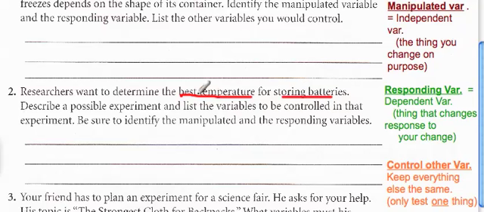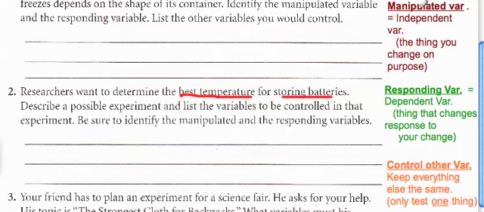So you can probably already tell that we're going to be testing batteries at different temperatures to see if storing them at different temperatures can make them last longer. Do they last longer if they're stored at a warm temperature, or do they last longer if they're stored at a colder temperature or somewhere in between?